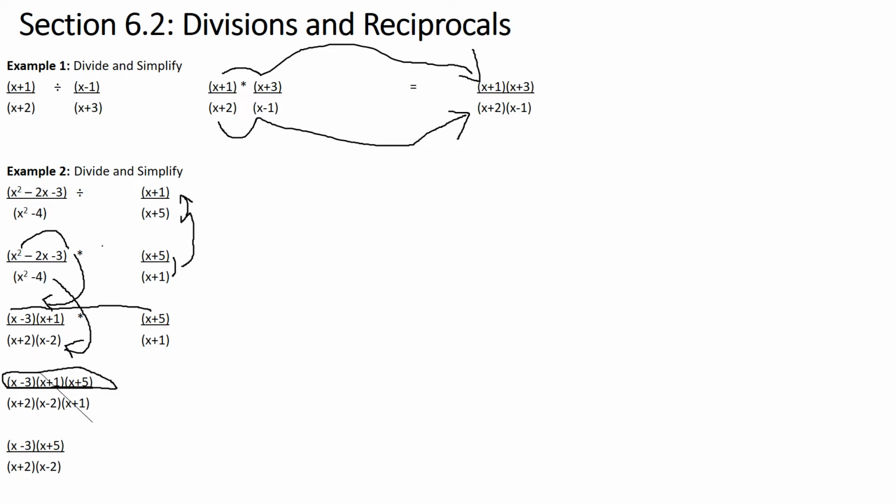And then the denominator, x plus 2 times x minus 2 times x plus 1, right here. And there's two x plus 1s, they cancel out. So I'm left with what's left over: x minus 3 times x plus 5 all over x plus 2 over x minus 2.